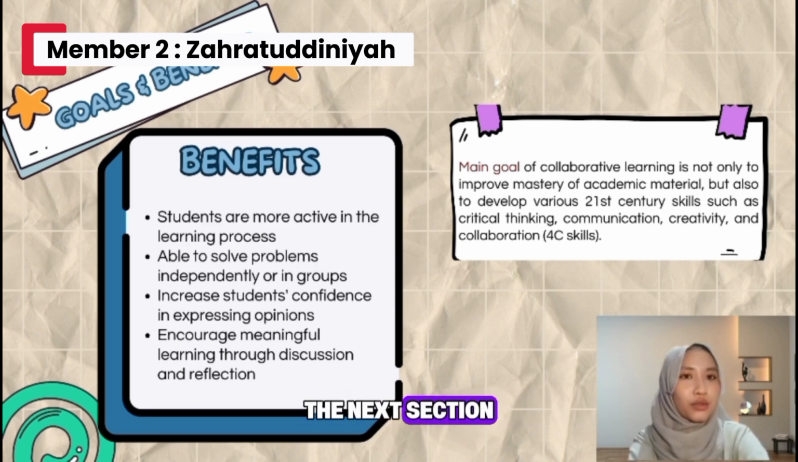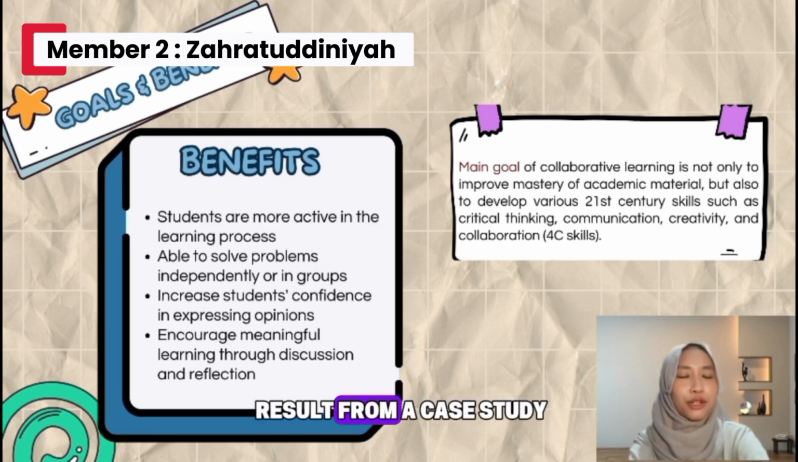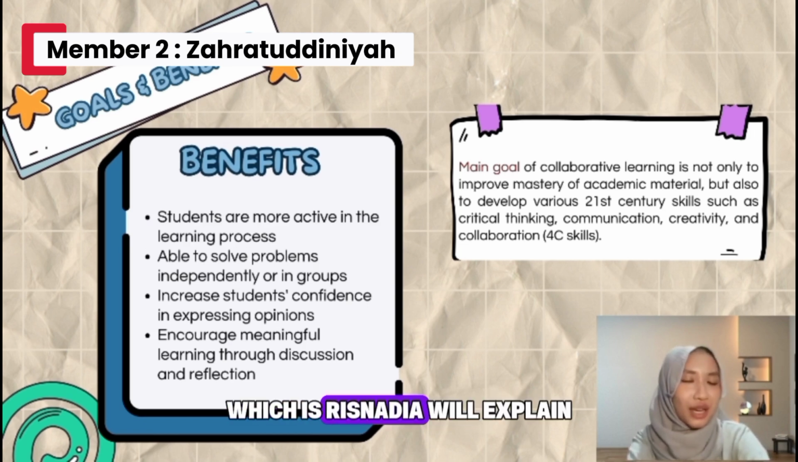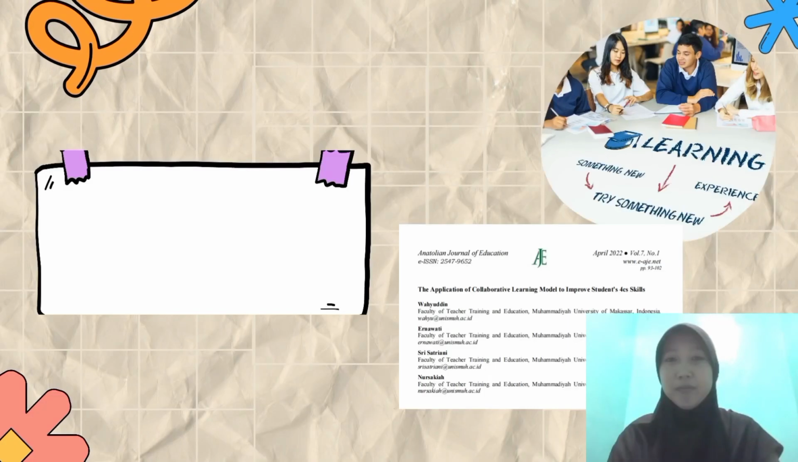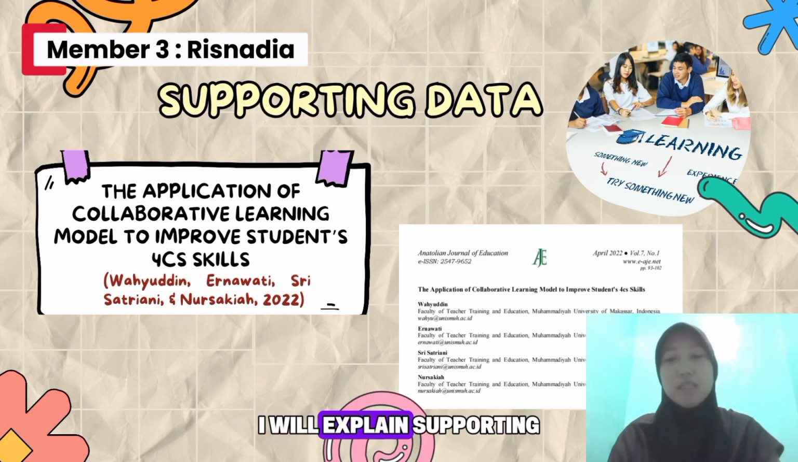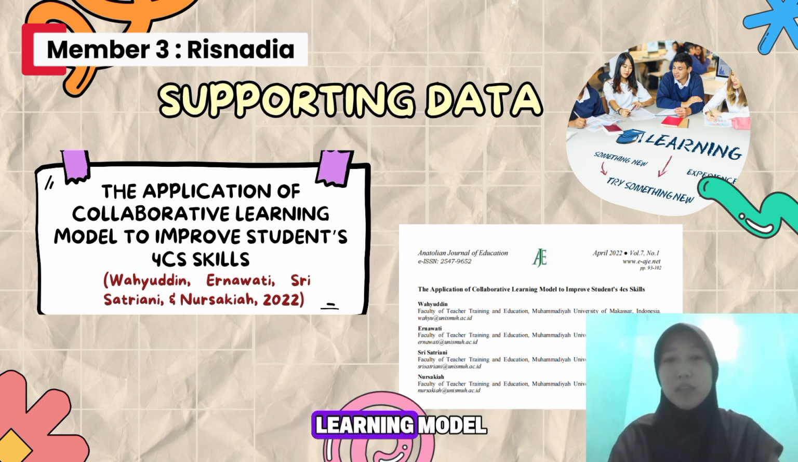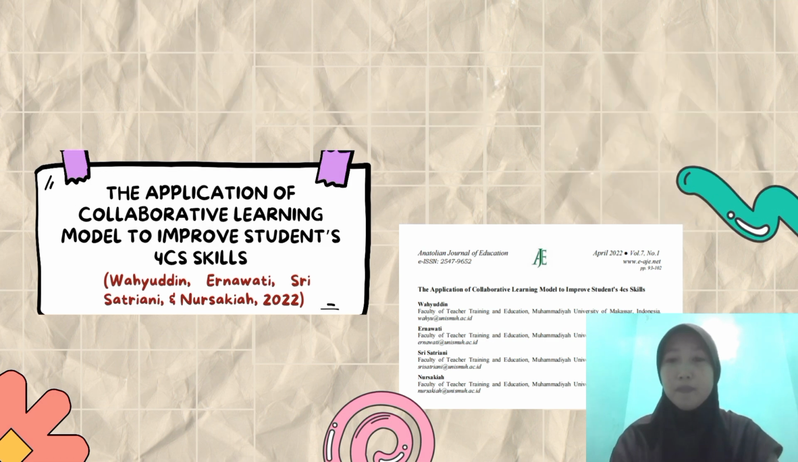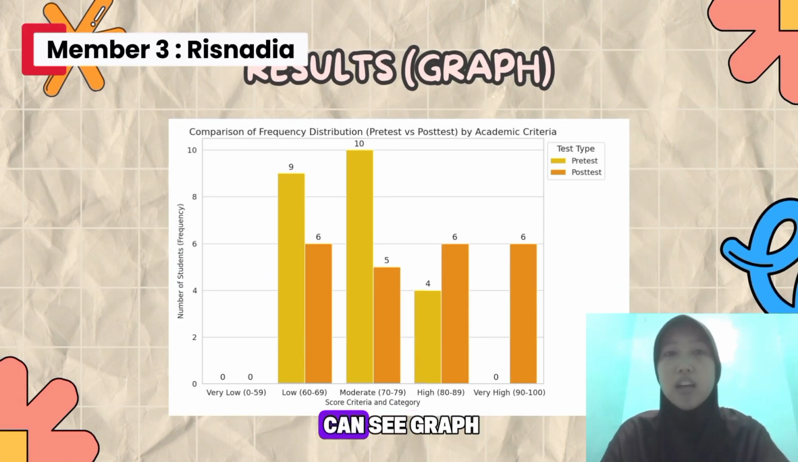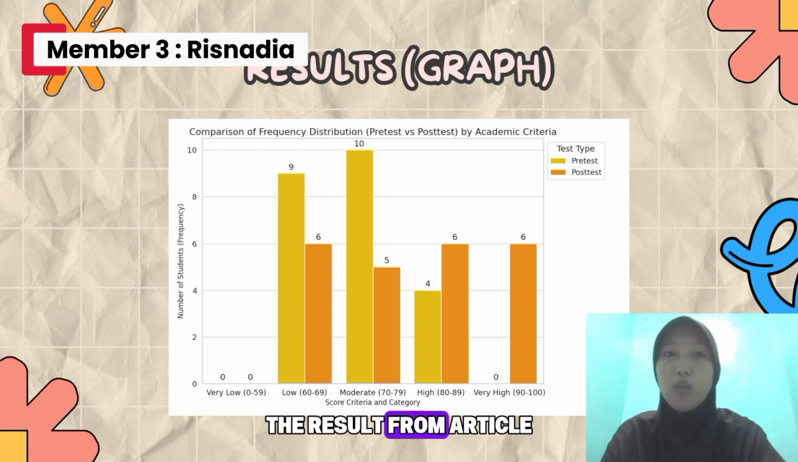The next section will provide an example and results from a case study, which Risnadia will explain. In this section, I will explain supporting data based on the article titled The Application of Collaborative Learning Model to Improve Students' 4C Skills by Wahyudin, Ernawati, Sri Satriani, and Nur Sakia, 2022. Here we can see the graph of the result from the article.